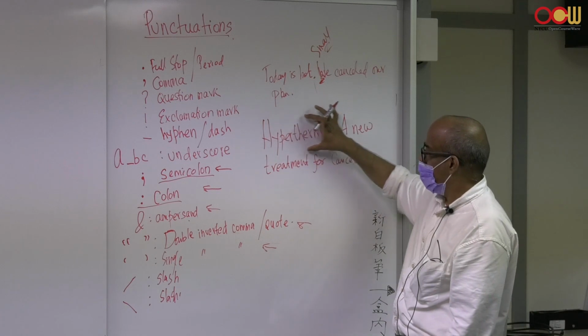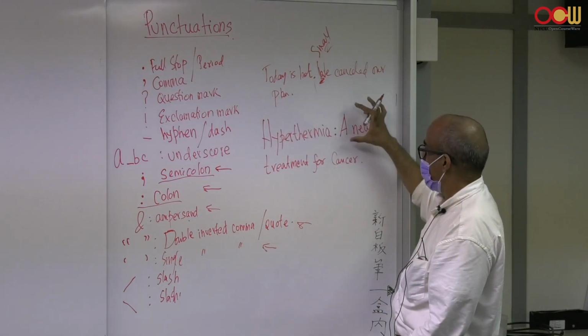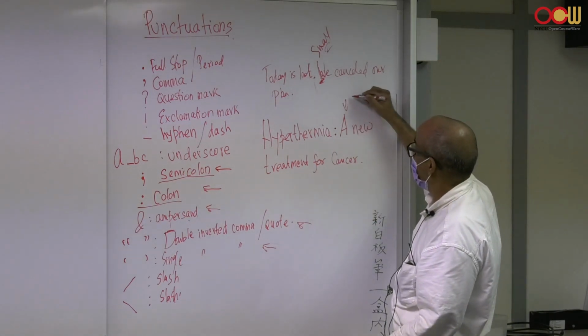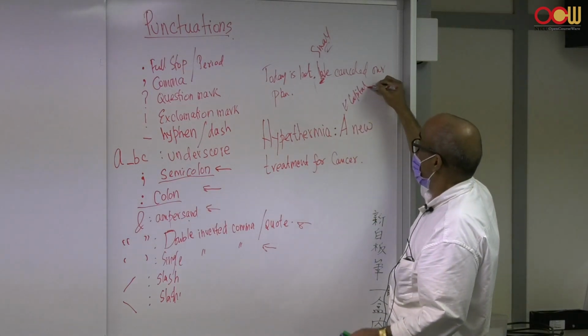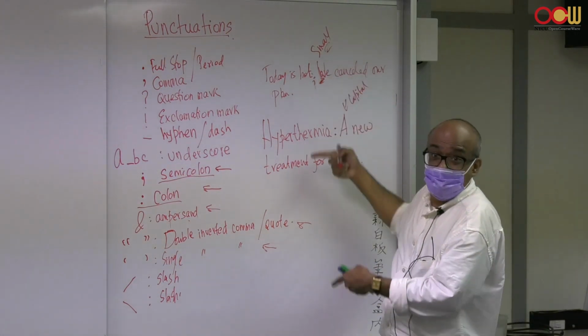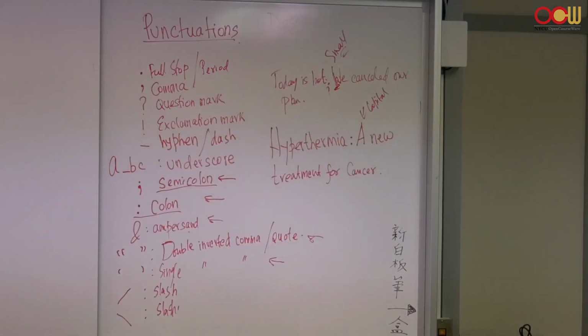You give a word and then you explain it. Hyperthermia, colon, a new treatment for cancer. That A is capital, which was not the case for a semicolon. So that's the difference. However, the usage is virtually the same. So colons mostly we use in the title. Otherwise, normally we don't use them. In continuous flow writing, we don't use colon.